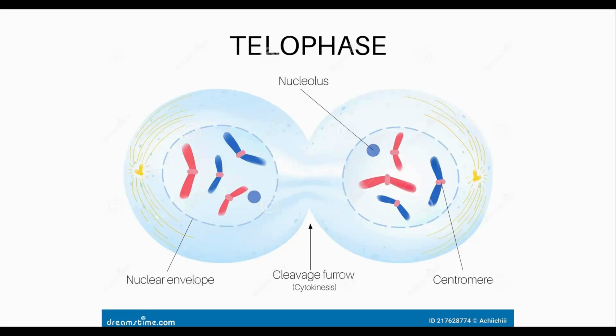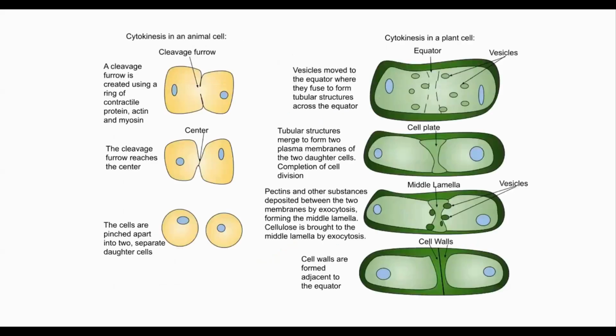Following telophase, we enter cytokinesis, the phase where the cell divides into two equal halves. Cytokinesis differs in animal and plant cells. In animal cells, this process involves the formation of the cleavage furrow, a belt of actin filaments that pinches the cell membrane, ultimately dividing the cell into two separate daughter cells.